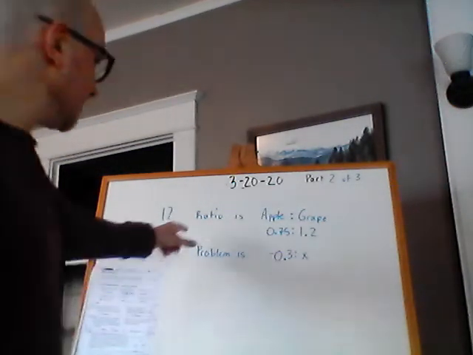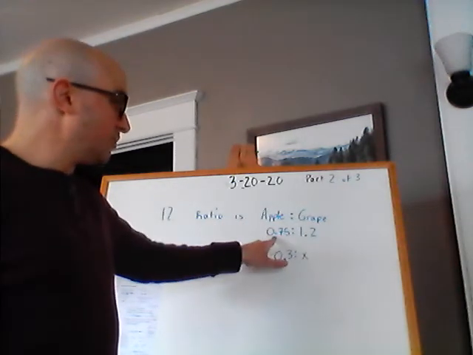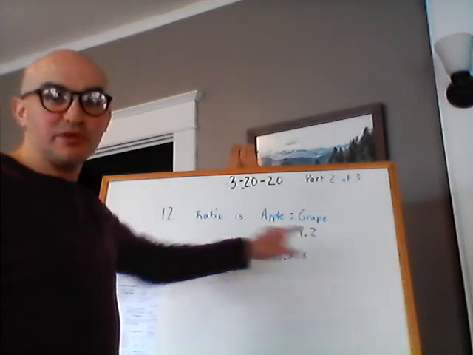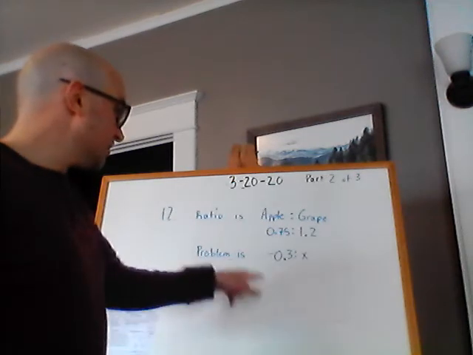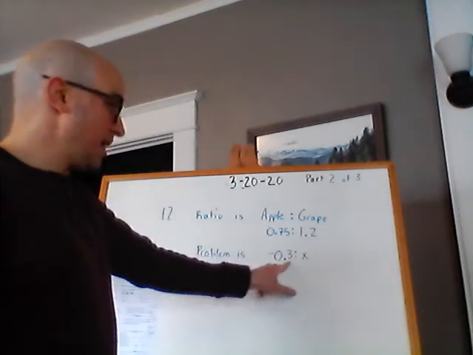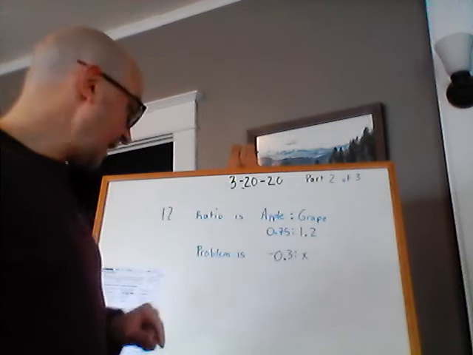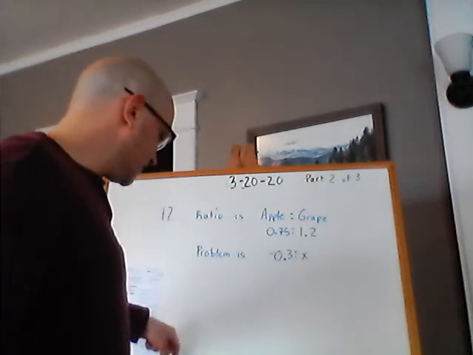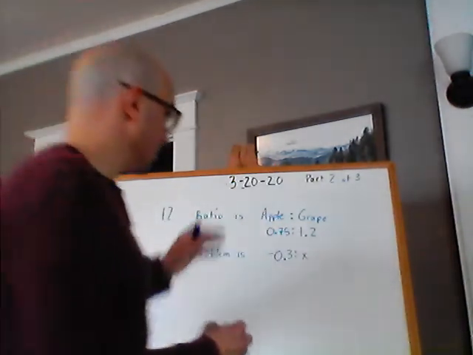But quickly to go through this, the ratio here is 0.75 liters of apple juice to 1.2 liters of grape juice. The problem is she added a little bit of extra apple, and we need to know how much grape juice to add. So we look at it. Hopefully your brain's already saying cross multiplication.